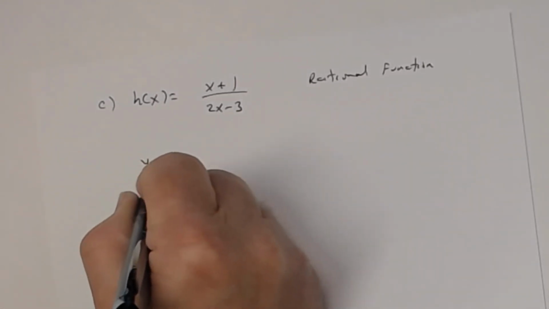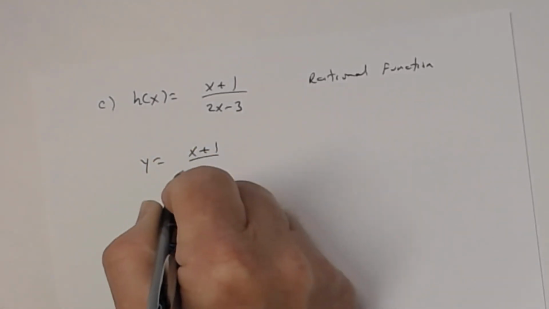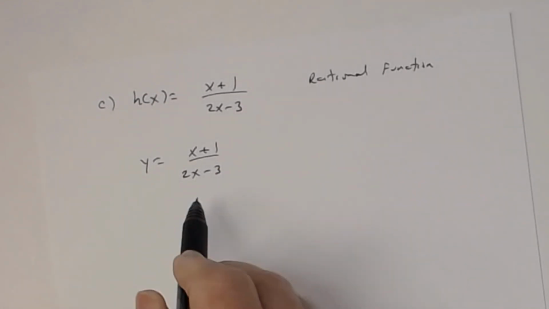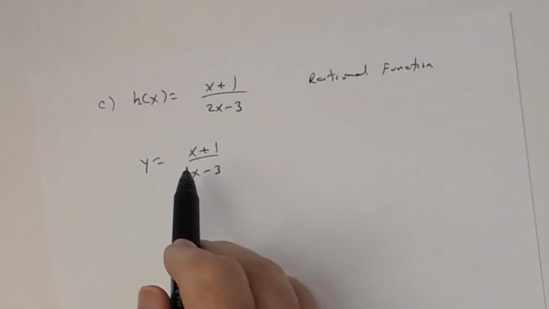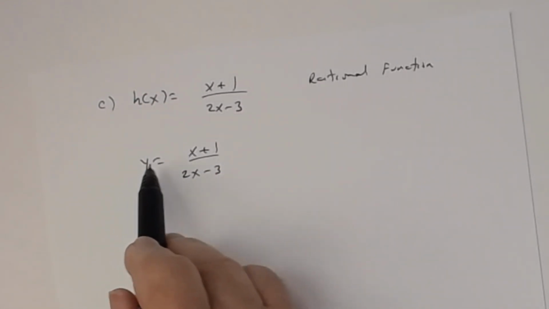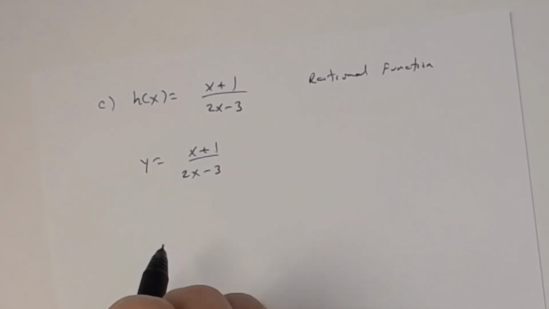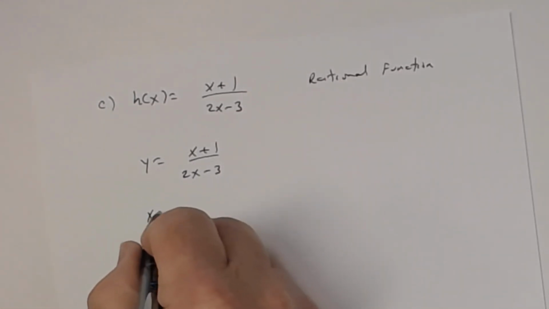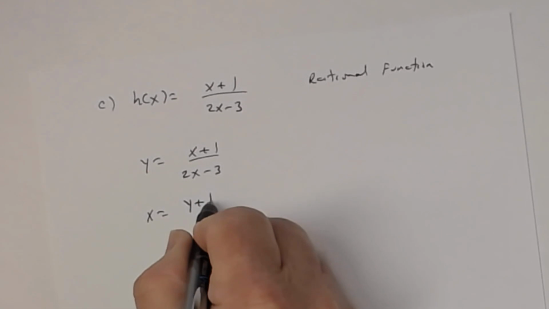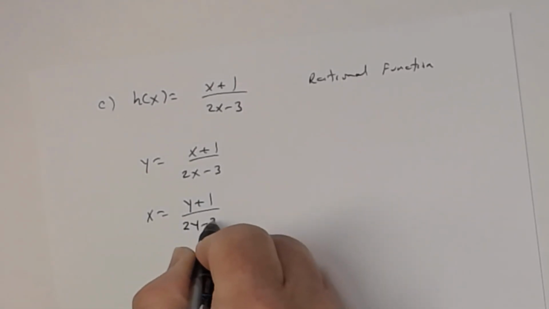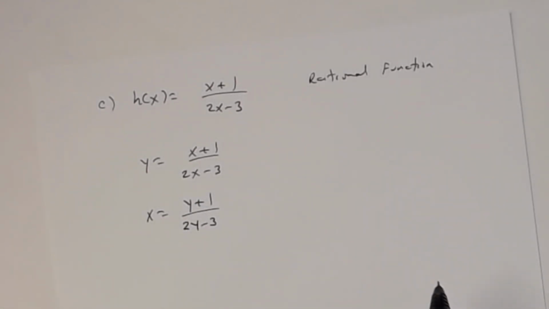So I have y equals (x plus 1) divided by (2x minus 3). Then remember the next step is to interchange the coordinates. So y becomes x and these x's become y's. So x equals (y plus 1) divided by (2y minus 3). All right, so that's your next step. So you have to show each of those steps.